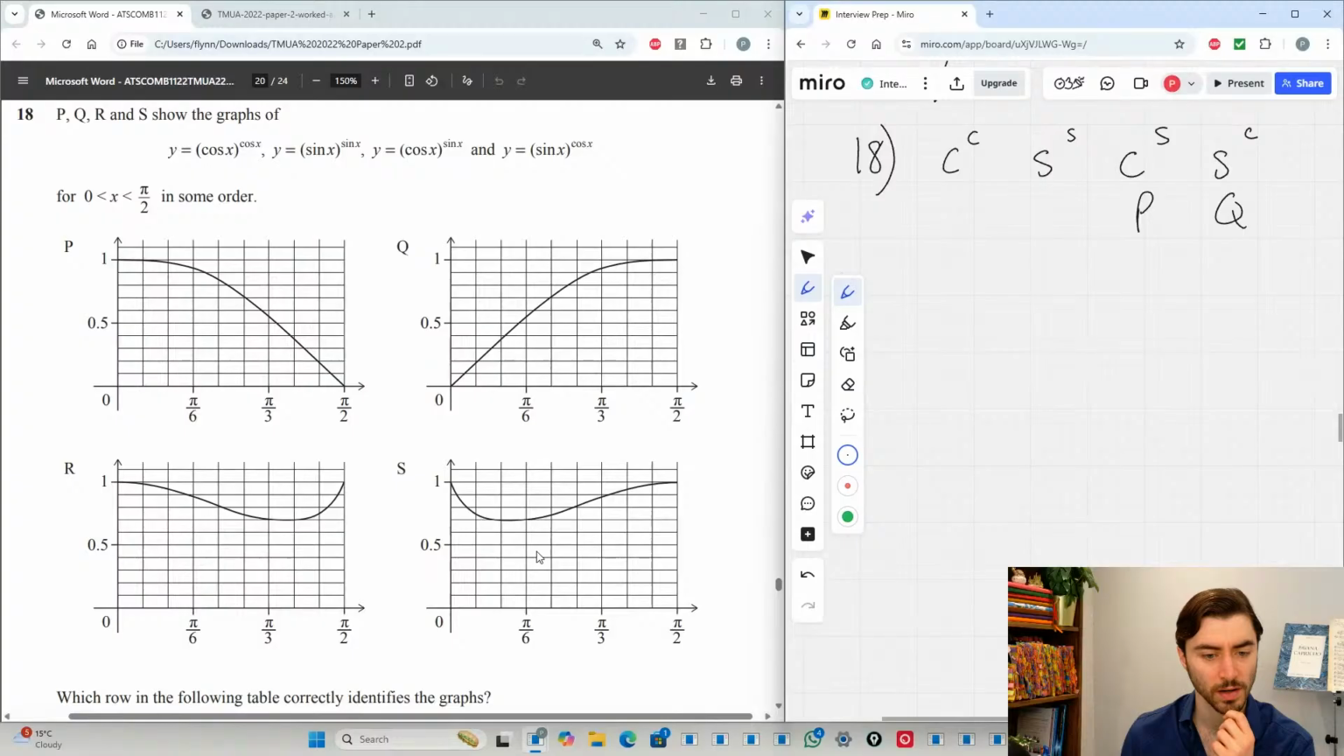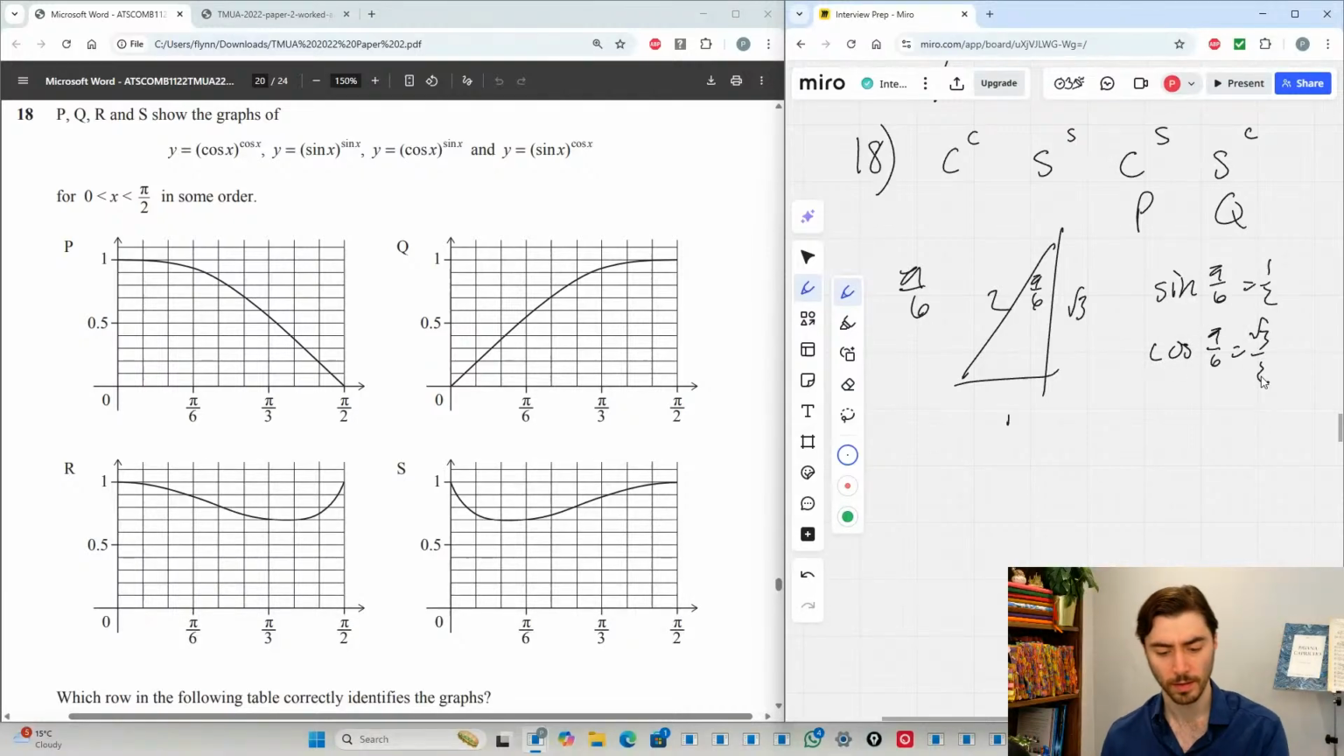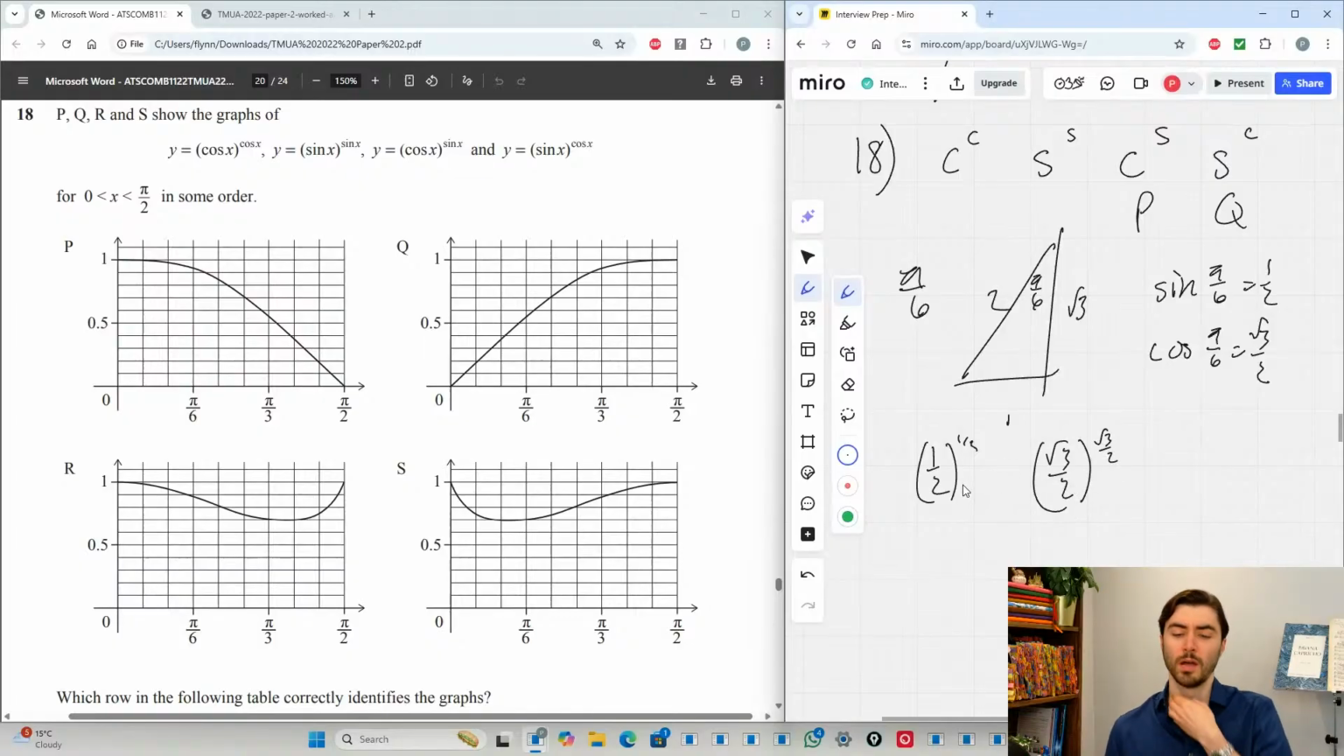So let's consider pi over 6. So when pi over 6, I know that sine pi over 6 is a half. I know that cos pi over 6 is root 3 over 2. So we're considering a half to the half as compared to root 3 over 2 to the root 3 over 2. Well, that's the square root, so that's 1 over root 2.